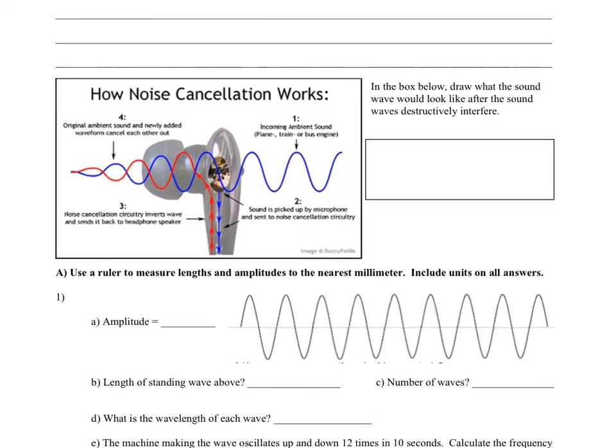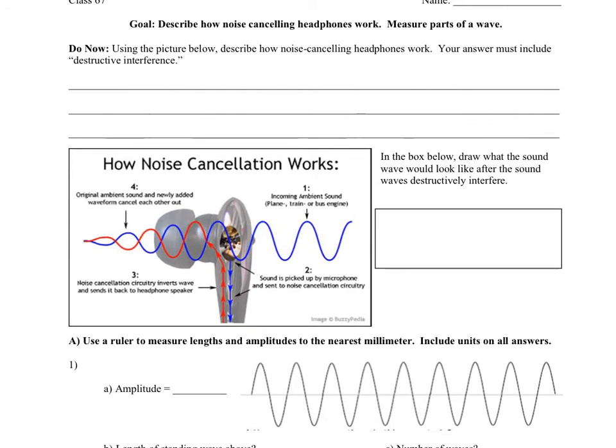So one of the first things we did as a do now was looking at noise canceling headphones, how they work exactly. The main idea here is that they work by using destructive interference. While the noise canceling headphones hear the ambient sound coming from the outside, they produce their own sound that's an inverted wave to cause destructive interference. And what the wave looks like when the two waves come together is just a flat line, because that's what we would expect to see with destructive interference.